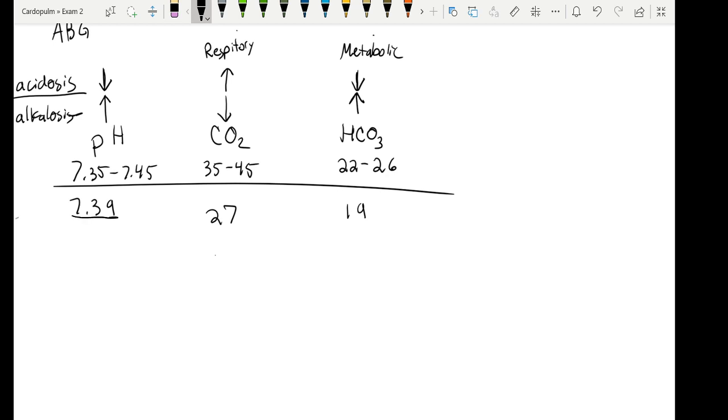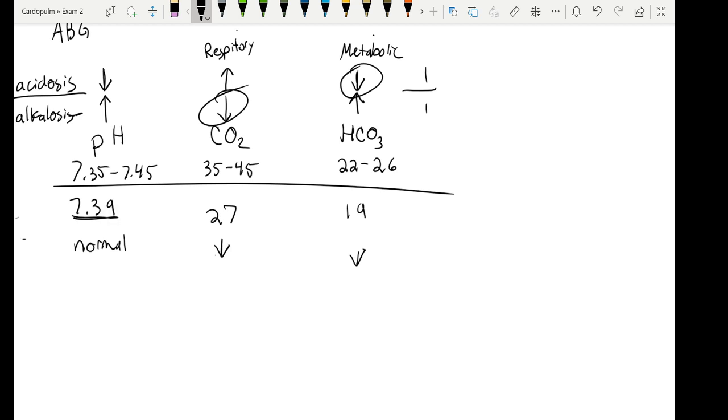So the pH is 7.39, so this is normal. Now you've got a 27, which is low, and then you got a 19, which is low. So follow the arrows. Well, this is normal, so we're just going to leave that alone for a minute. So 27 is down, and this is down. So now we've got 1 and 1. We don't know if it's respiratory, metabolic, acidosis, alkalosis. We don't know. So here comes the tricky part.